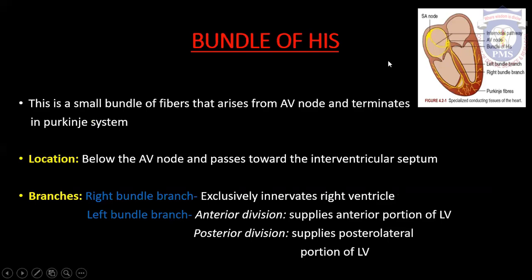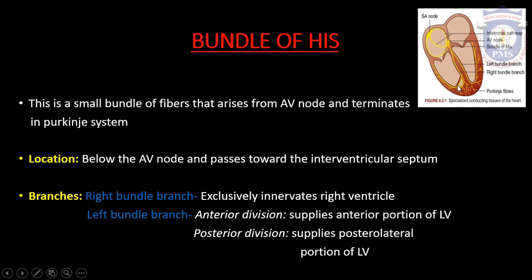Now, the third component is the bundle of His. Bundle of His are the small fibers that arise from the AV node and finally terminate in the Purkinje fibers. So from here it begins and it finally terminates in the Purkinje fibers. So this is called bundle of His. Location: it is located below the AV node near the interventricular septum. That is the septum that is present in between the right and left ventricle. So the bundle of His arises from beneath the AV node to finally terminate in the Purkinje fibers, and it is present in the interventricular septum.